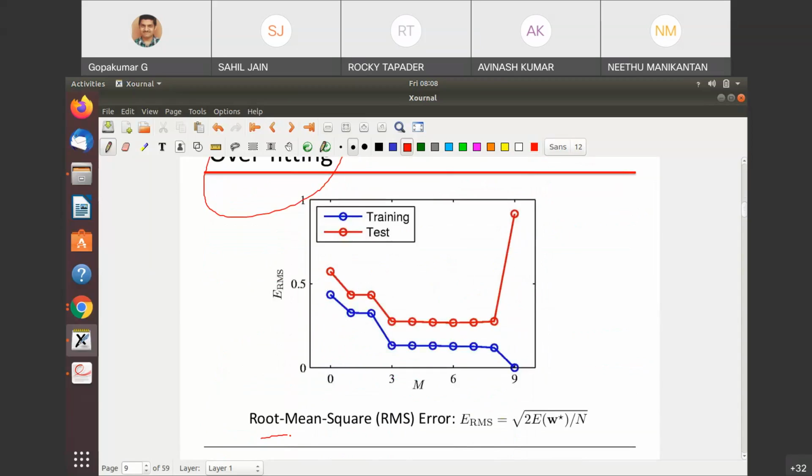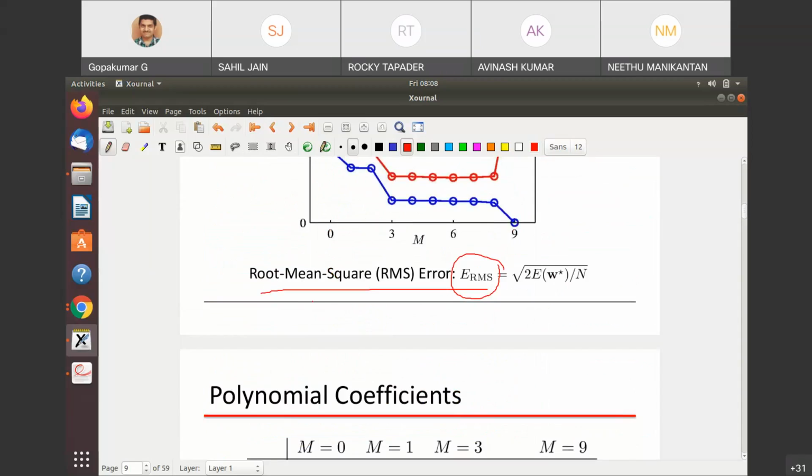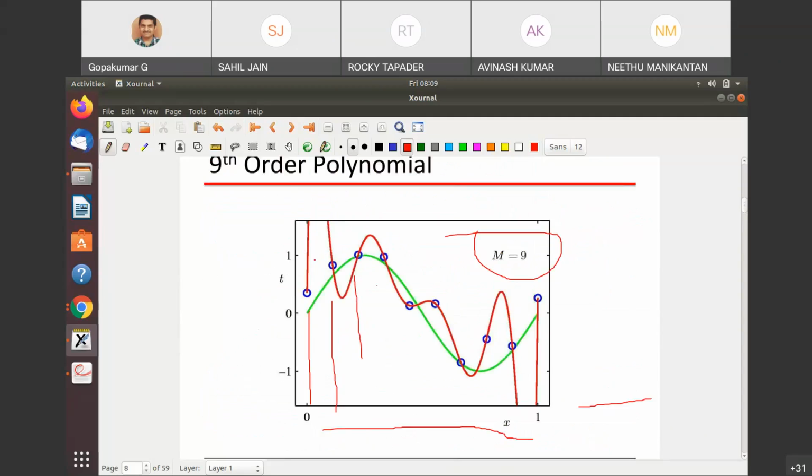So we define a new term, the RMS value of the error, because the error function we have already defined. That's the root mean square value. We define it using this equation, where E(w*) we have already defined, and w* is nothing but the optimal value of w. Optimal value means the best value of w that we think best represents our model, that is, the predicted curve.